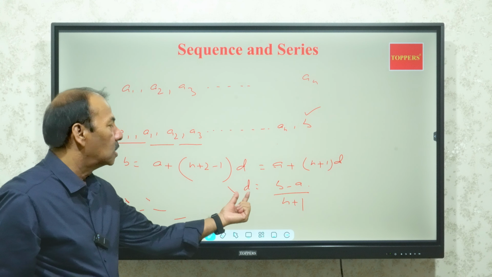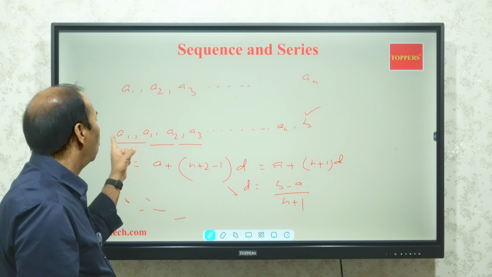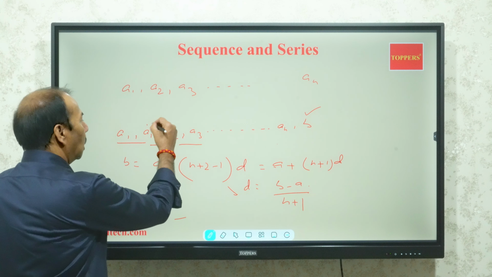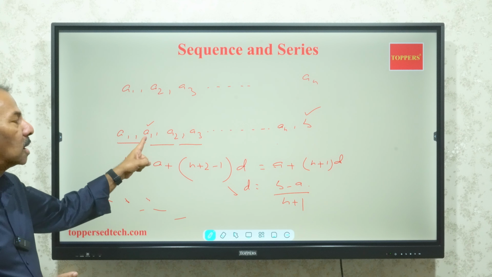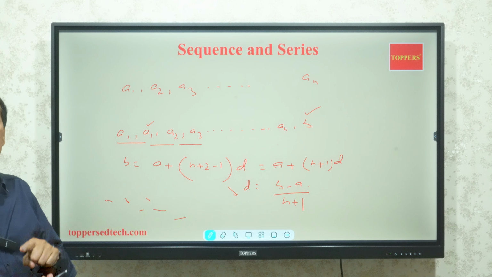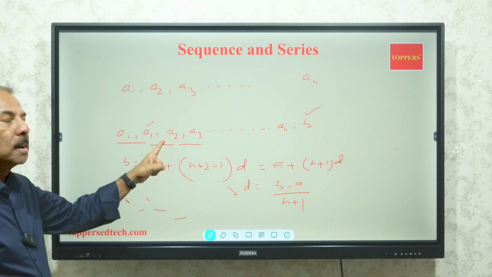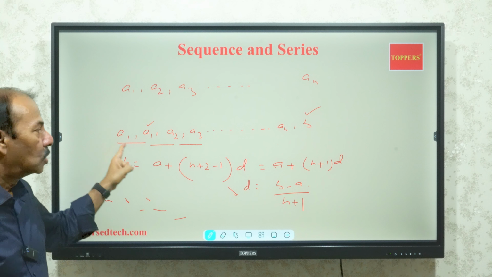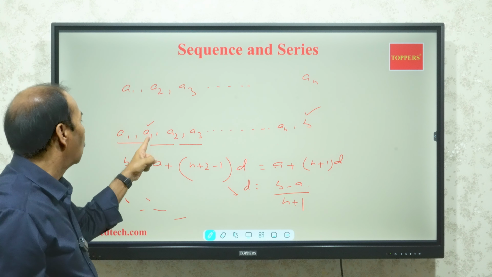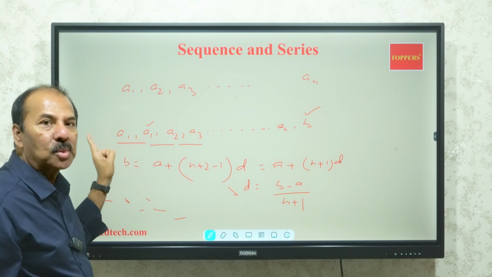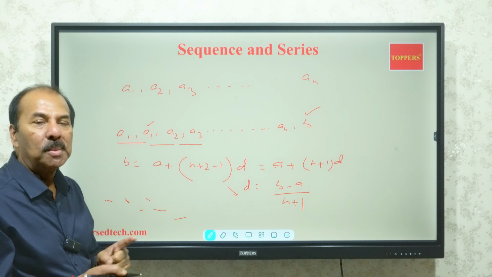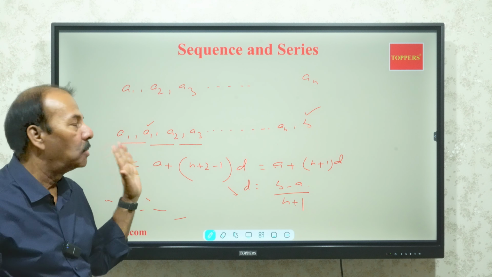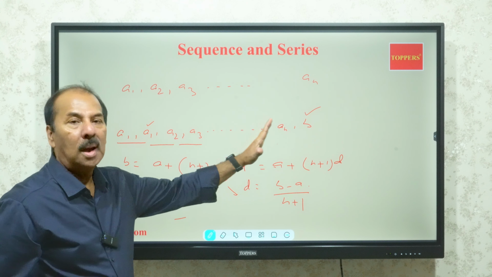Once we have calculated the value of this common difference D, now we can calculate the value of any of the arithmetic means. The first arithmetic mean we will call the second term, and the second arithmetic mean is the third term. So A1 will be A plus D. A2 is the third term, so A plus (n minus 1) into D, meaning (3 minus 1) into the common difference D. From there you can calculate the value of A1, similarly A2, A3 and all that.